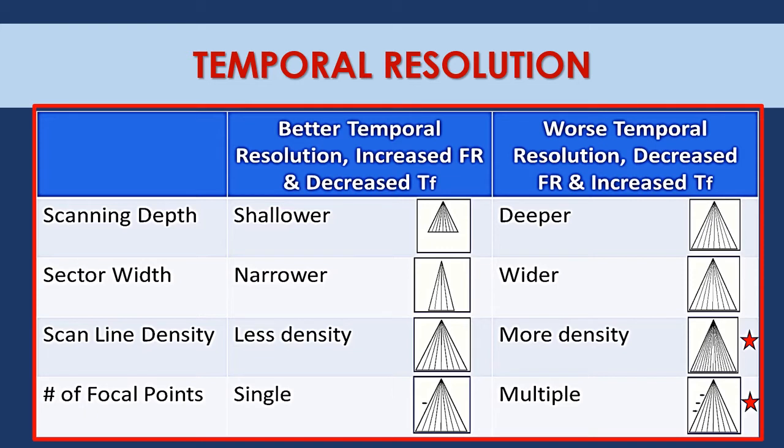What if I'm scanning deeper, like here? Scanning deeper, what happened? The time of the frame will get longer because it takes longer time to go all the way down to the maximum scanning depth and return back. So the PRP will increase, and multiply this by that.